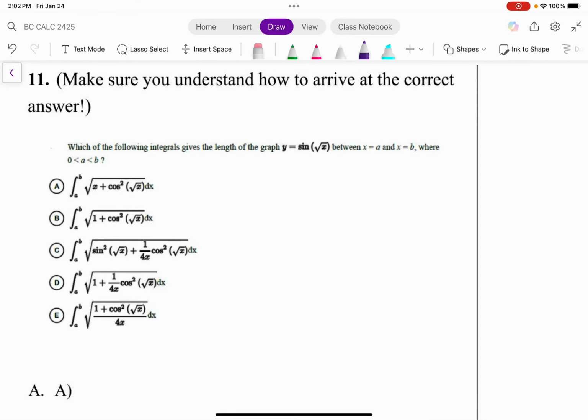Okay, this problem says, which of the following integrals gives the length of the graph y equals sine of the square root of x between x equals a and x equals b, where 0 is less than a, which is less than b. So as a dx problem, we're going to be using this formula.